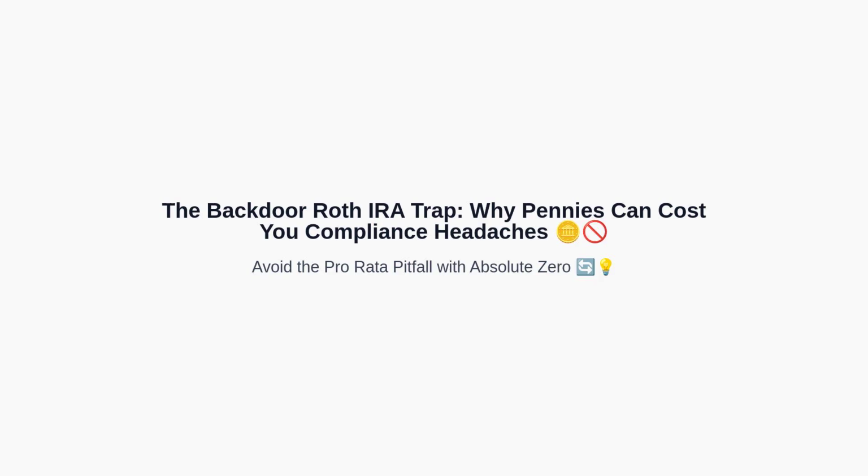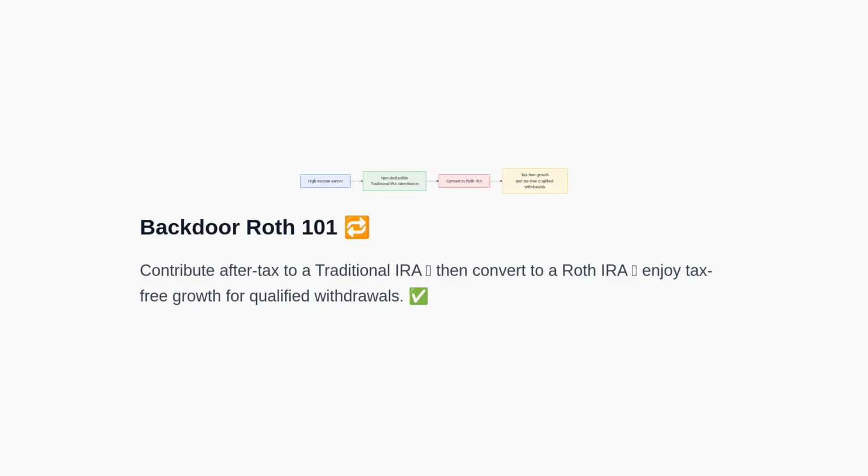Let's begin by briefly reviewing what the Backdoor Roth is and why people use it. The Backdoor Roth is a two-step strategy. First, you make a non-deductible contribution to a traditional IRA, and second, you convert those dollars to a Roth IRA. The reason higher earners use this approach is that direct Roth IRA contributions are limited or phased out at higher incomes, but conversions are allowed regardless of income.